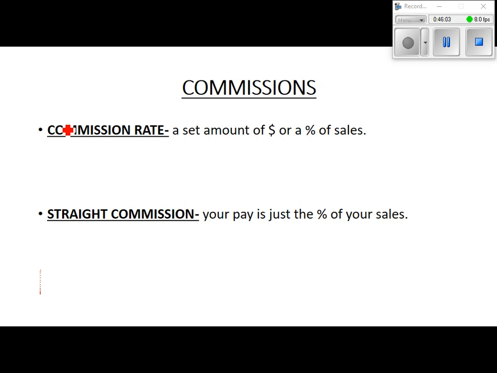So the higher price car you sell, the better off for that person. Now, I will say this, I think some of those people still do make commission.